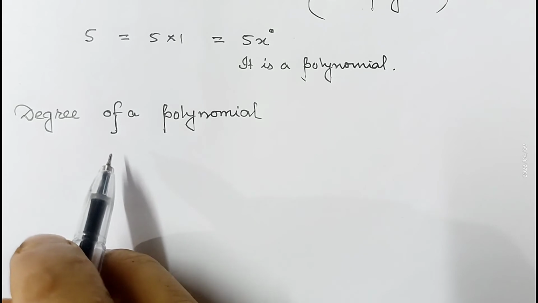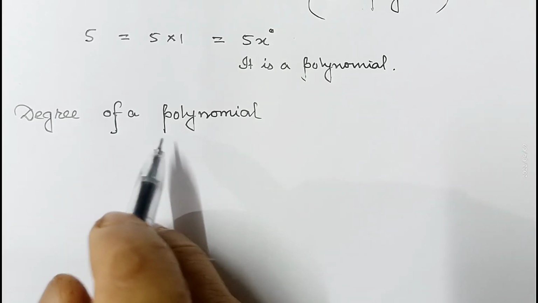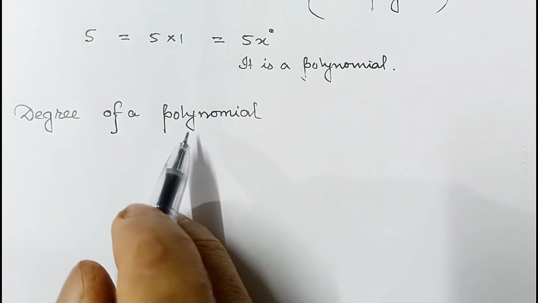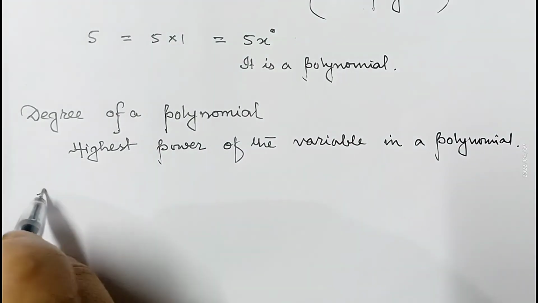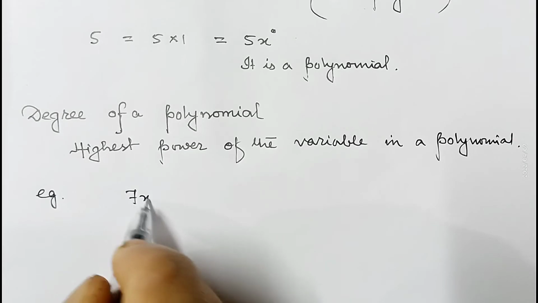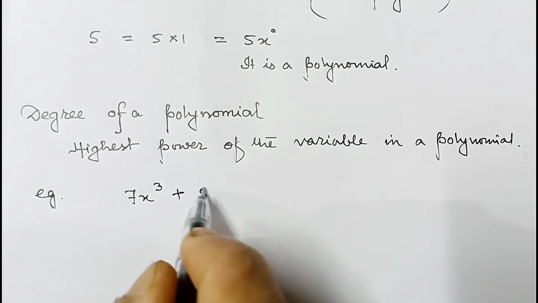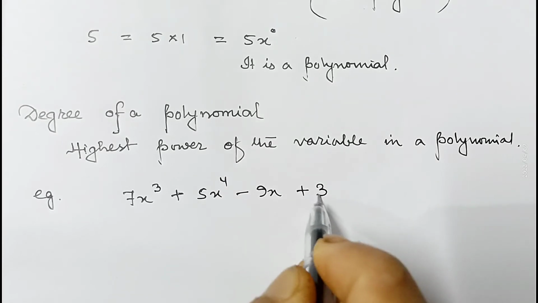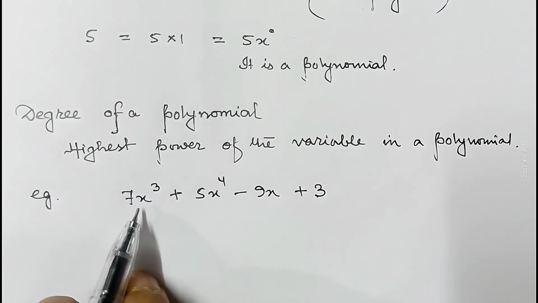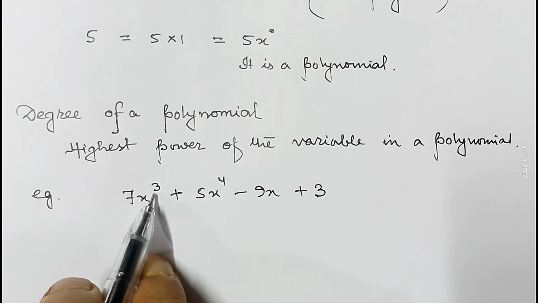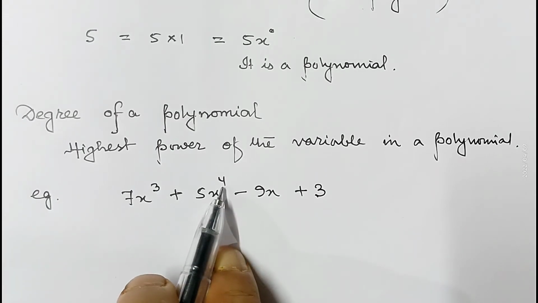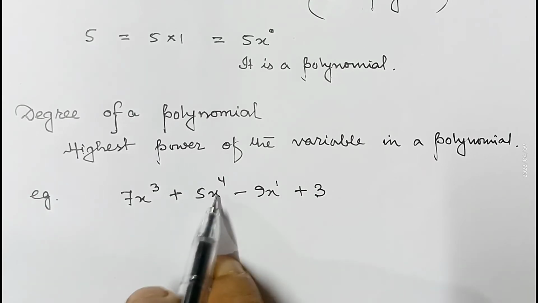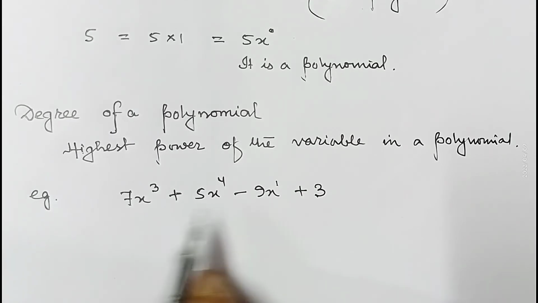Now the next term that we should know is the degree of a polynomial. Whenever we write a polynomial, the highest power of the variable is called the degree. Say for instance, if I write 7x cube plus 5x to the power 4 minus 9x plus 3. This is a polynomial because here power of x is 3, which is a whole number. Power of x is 4, it is also a whole number. Here power is 1. So the powers of the variable in all the cases are whole numbers, so it is a polynomial.